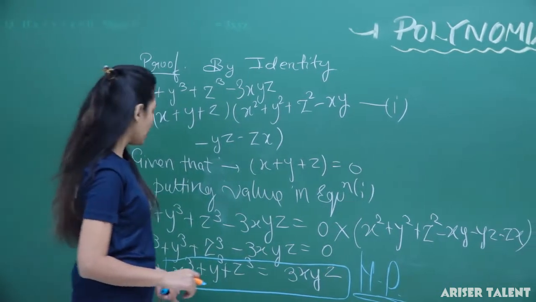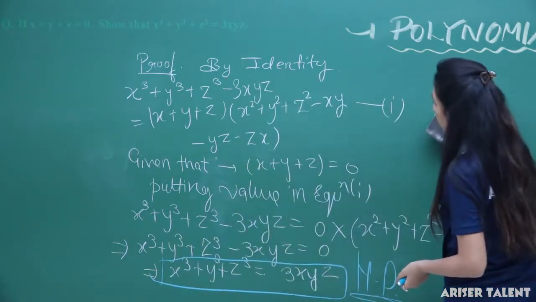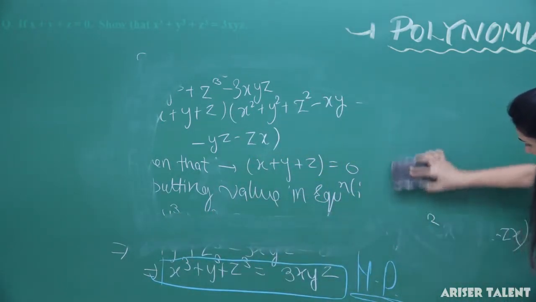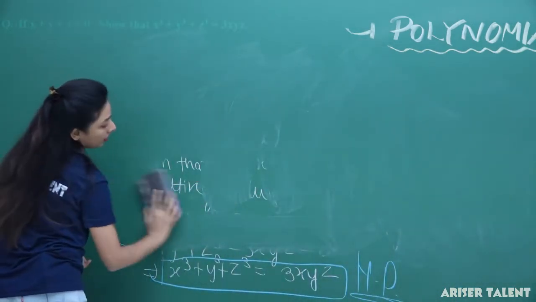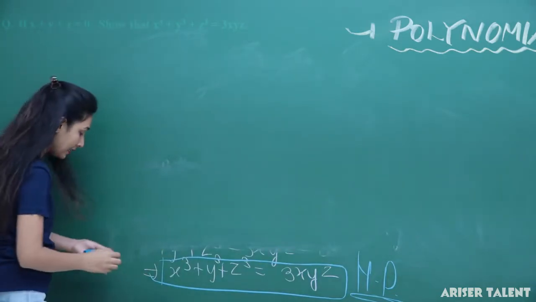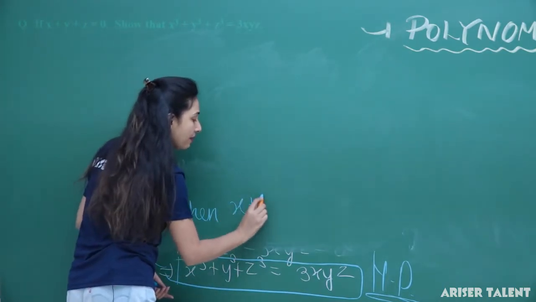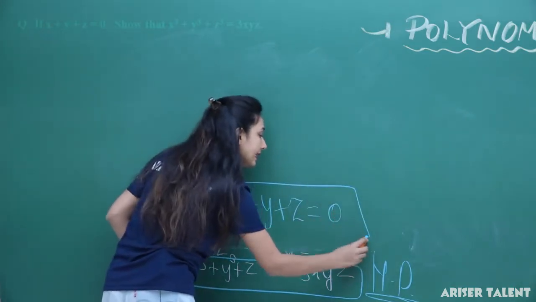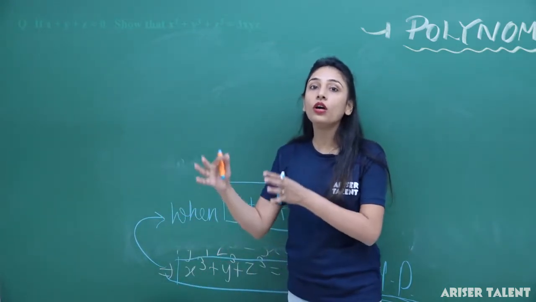Okay, hence proved. Now what I am doing, I am just rubbing out all the proof here and you are left with the formula. And this is in the case when x plus y plus z equals 0. Now, this is only the identity. Now, I will show you how to use this identity in your questions.